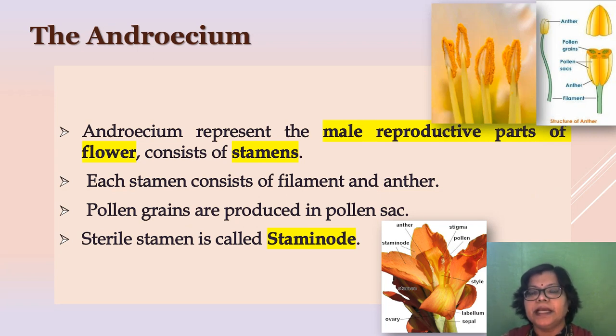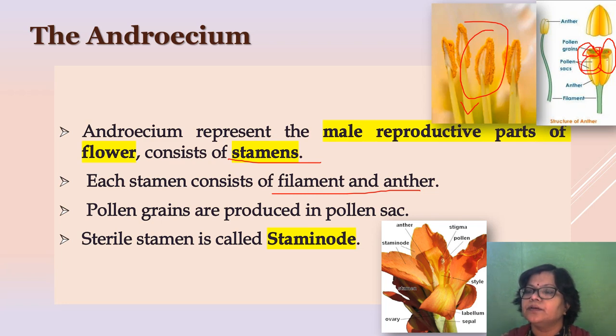Now the androecium. Androecium is the male reproductive whorl of the flower. It consists of stamens. It may contain one stamen, it may contain more than one stamen. And each stamen consists of filament and anther. This is the filament and this is the anther. Pollen grains are produced within the pollen sacs. In each lobe, 2 pollen sacs are present and there are 2 lobes. This is one lobe, it is another lobe. Total 4 pollen sacs. And in each pollen sac, pollen grains are present.